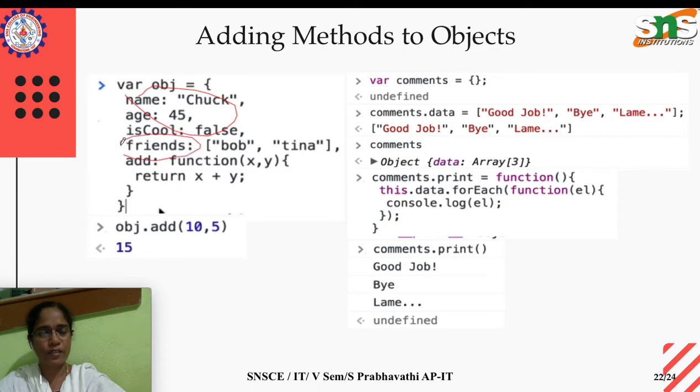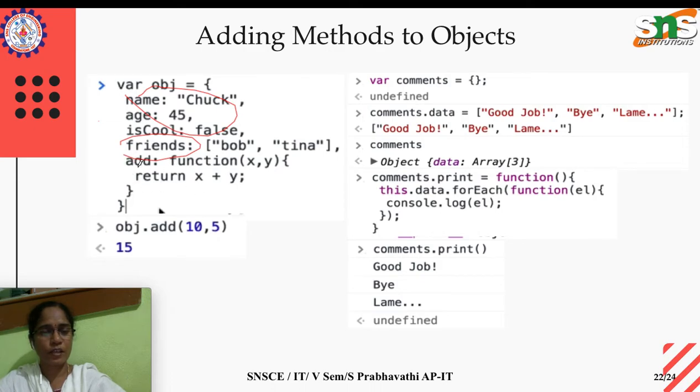Here friends is an array. This is the way of handling arrays in JavaScript. More about arrays we will be seeing in the next session. So this is an array, and this is the way of adding functions to the objects.